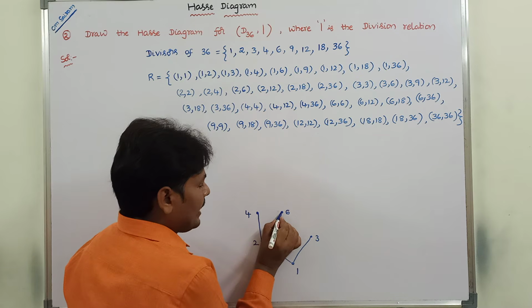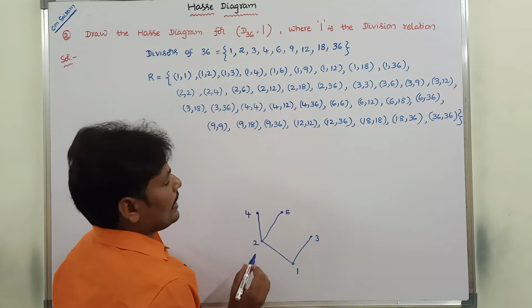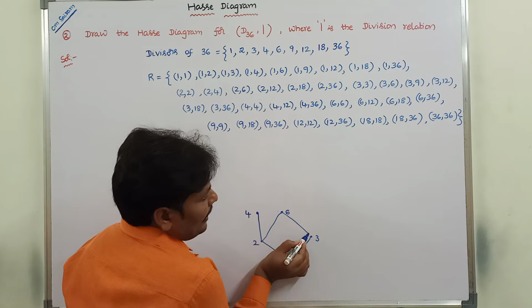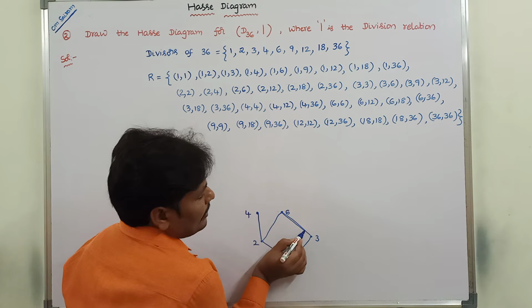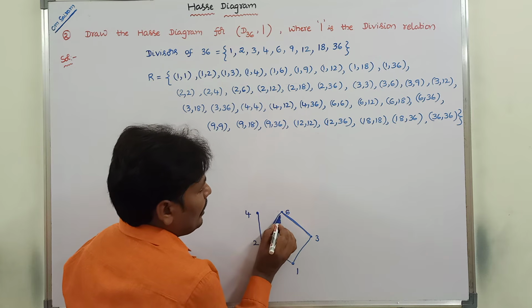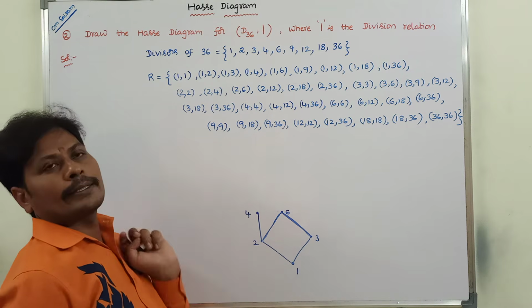2 divides 6, so we have to draw the edge between 2 and 6. 3 divides 6, so we have to draw the edge between 3 and 6, because 2 divides 6 and 3 divides 6.